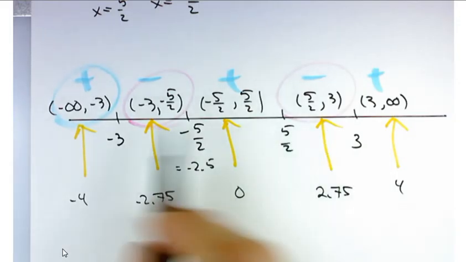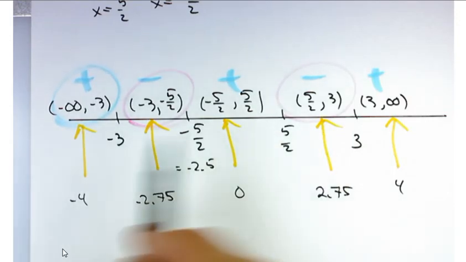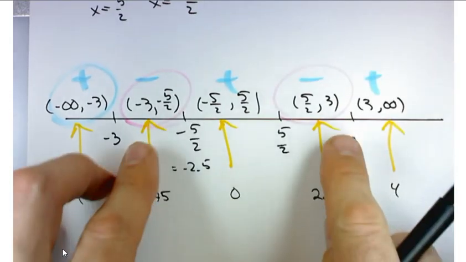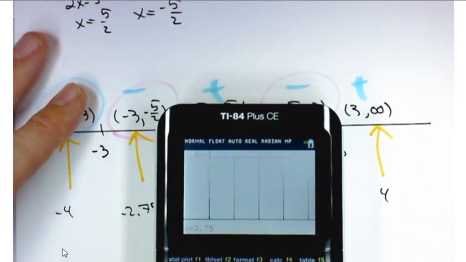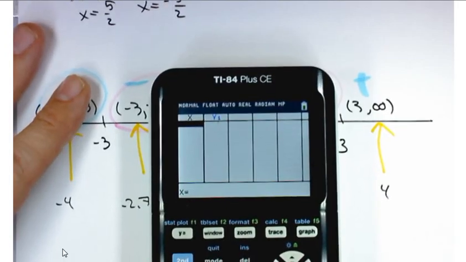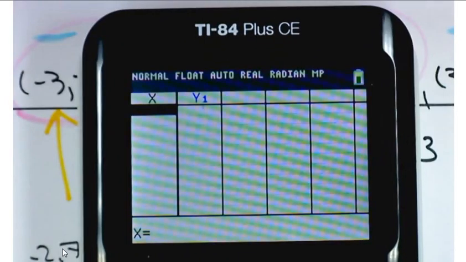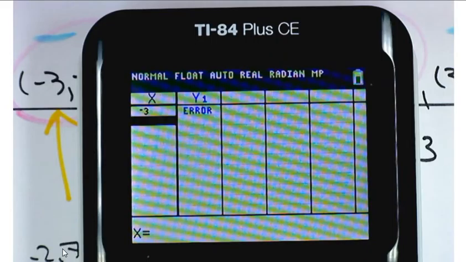Which of these endpoints get brackets and which of them get parentheses? Negative 3's got parentheses, and the 5 halves got brackets. But isn't the other one wrong? Well, tell you what, let's test it out. If you've got the function entered into your calculator, type in negative 3. Type in positive 3. Do you think I can use those points? What kind of feedback is your calculator giving you? It doesn't work. Yeah, it's giving you negative feedback, right?